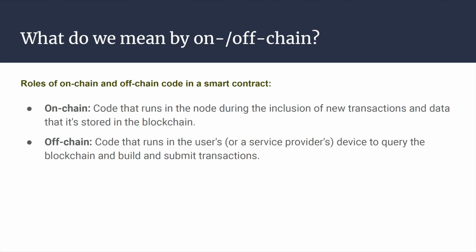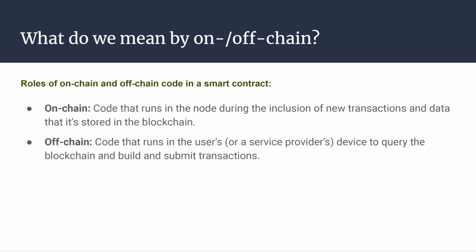Okay, so what do we mean by on and off-chain? And this is also quite Cardano specific, so if you're used to building for other blockchains, things might work a bit differently. But in Cardano, we distinguish between code that runs on-chain and off-chain. And the on-chain code is basically what encodes the smart contract logic. So you write basically the conditions under which a transaction would be valid. And this is what will be run on the node when it verifies transactions that are stored on the blockchain.